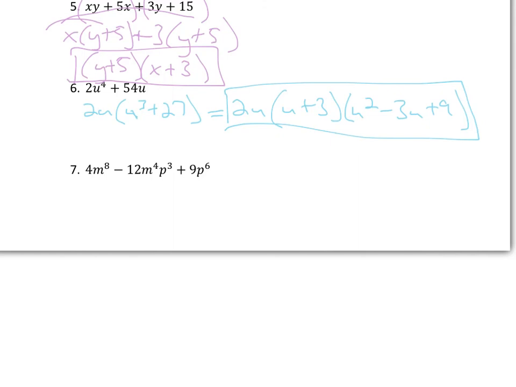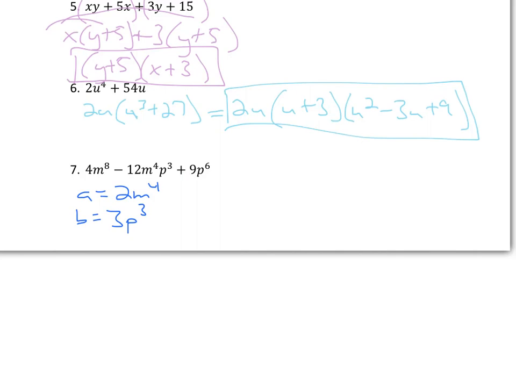It's actually a perfect square, because you see a perfect square here and a perfect square here. It should ring a bell in your head that it might be a perfect square. So what you do here is figure out what a would be and what b would be. So a would be the square root of the first term, which is 2m to the 4th, and b would be the square root of the second term, which is 3p to the 6th.